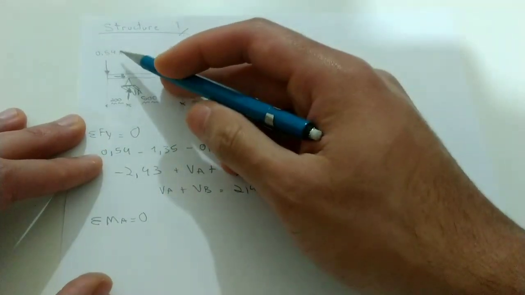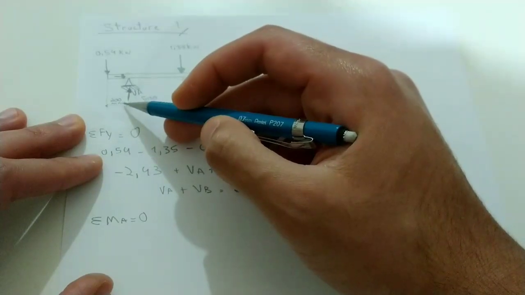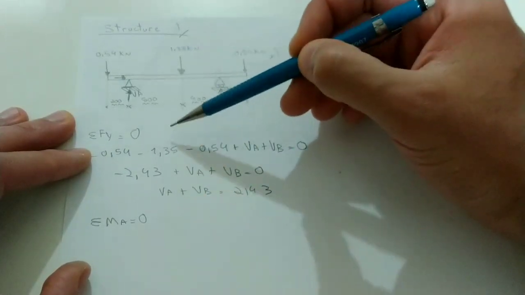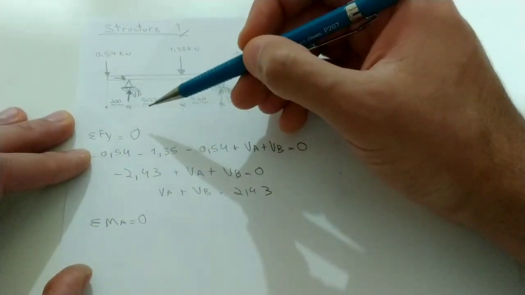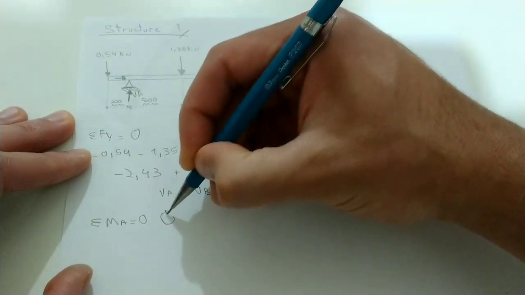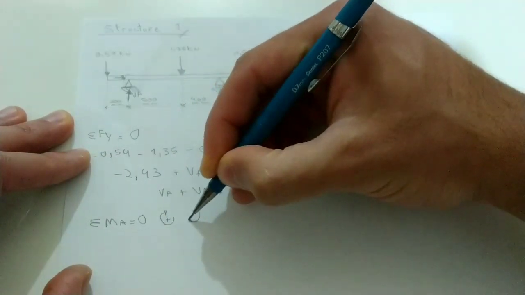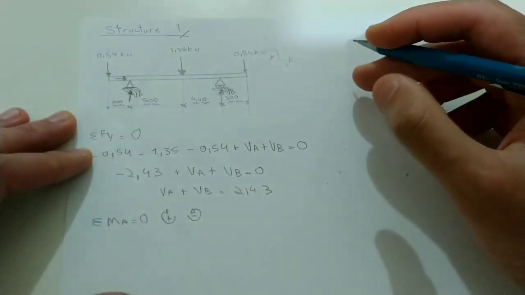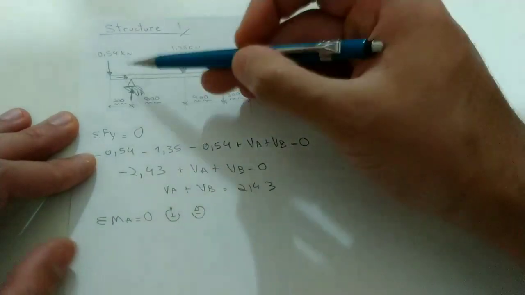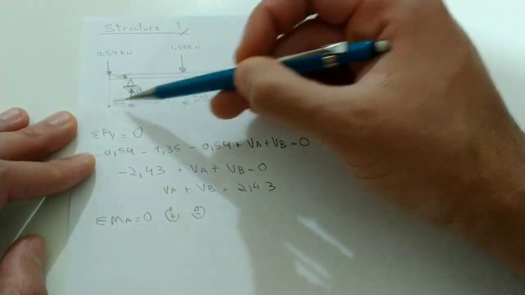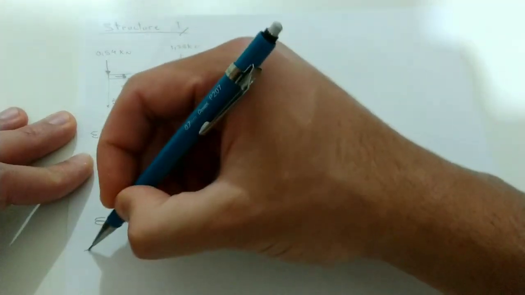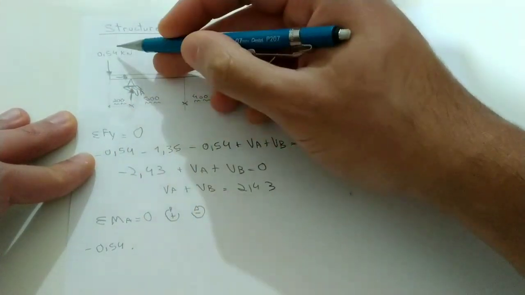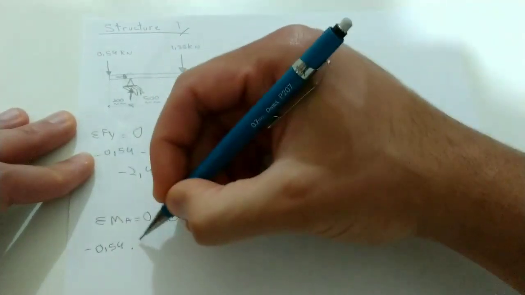The moment is the force multiplied by the distance. Here, if the moment rotates in the clock side, the moment will be positive. If the moment rotates in the anti-clock side, the moment will be negative. Alright, this force will make a moment in the anti-clock side, so will be negative, the force multiplied by the distance.